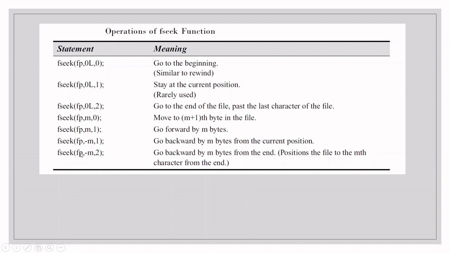Then fseek(fp, -m, 2). 2 is end of the file. So move backward by m bytes from the end of the file. These examples will make it more clear. So the three functions which are used for random access to a file are ftell, fseek, and rewind.